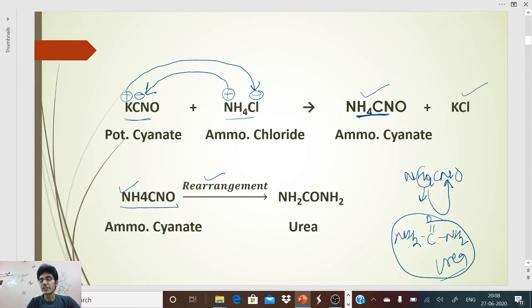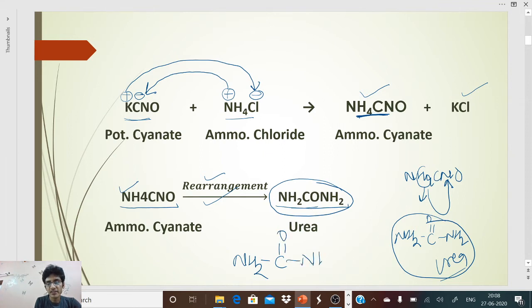Okay, it means the urea is formed from potassium cyanide and ammonium chloride. After the formation of ammonium cyanide, the rearrangement occurs in the ammonium cyanide, and after the rearrangement, urea is formed. The formula of the urea is NH2CONH2. Okay, we can draw the structure like this: NH2 C double bond O NH2. This is the urea. Okay.